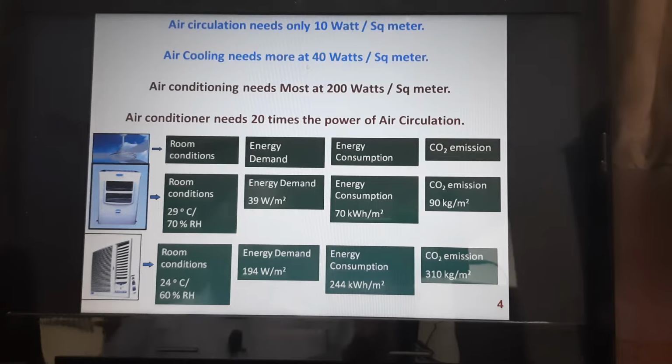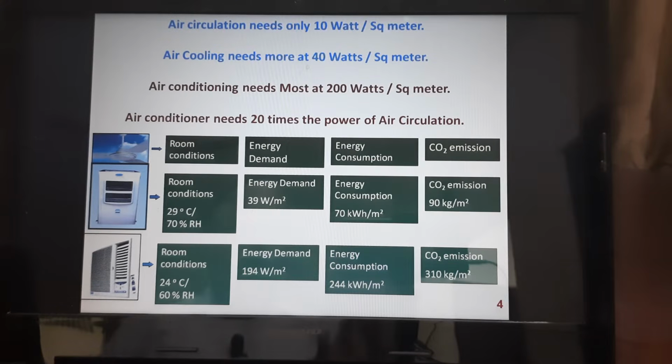Always, air circulation is more important now than air cooling, than air conditioning. We are giving it priority because it consumes less. Say the air circulation consumes only 10 watts per square meter, whereas air cooling consumes almost 40 watts per square meter. Whereas air conditioning, which is trying to maintain the temperature and RH inside the premises, consumes almost 200 watts per square meter. So the air conditioner consumes almost 20 times the power of air circulation.